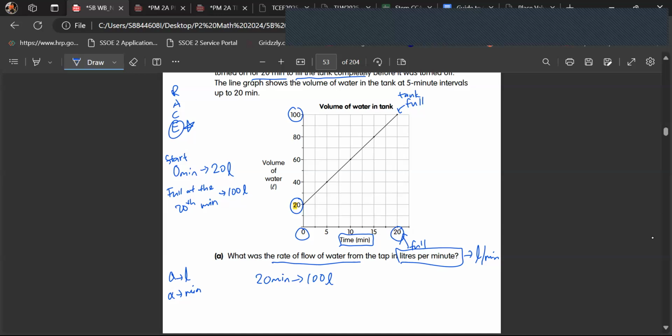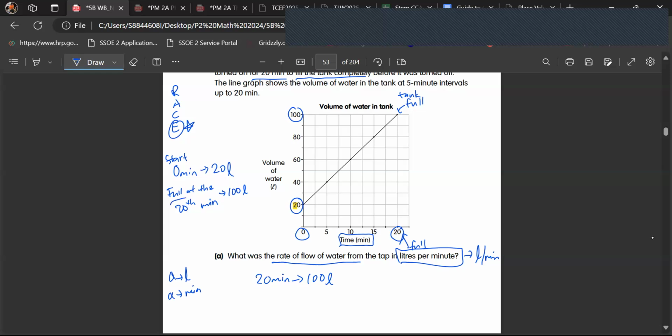Really? What did the tank start with? 20. Was it empty? No. So is it really true that 20 minutes fill the whole tank? No. It was only 20 minutes fill part of the tank. So exactly how much was that?